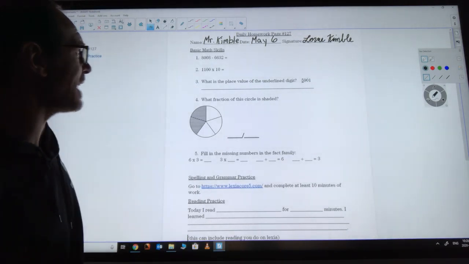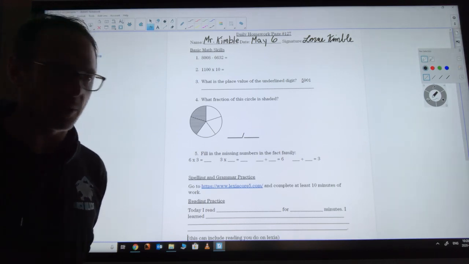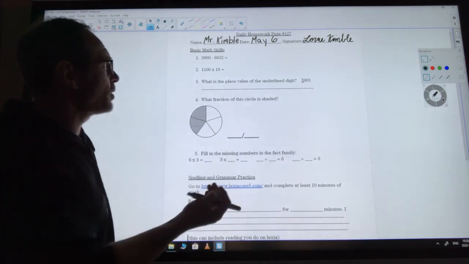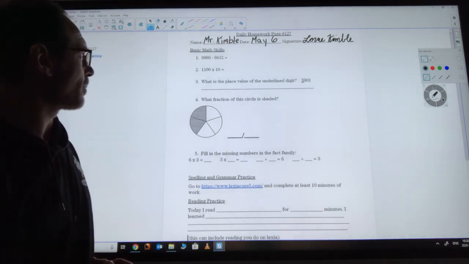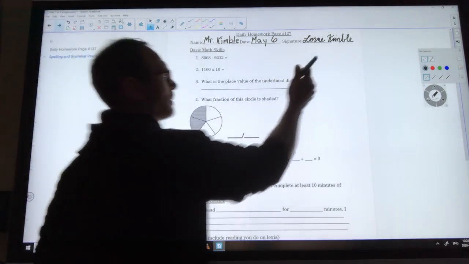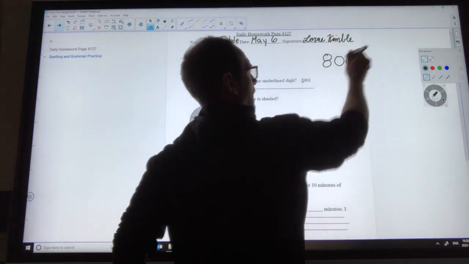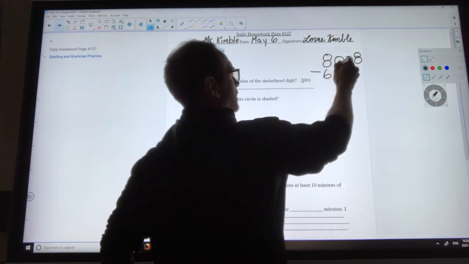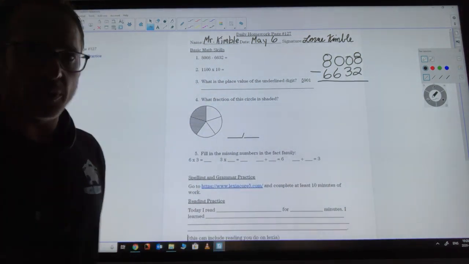So the first question is 8,008 minus 6,632. So I'm going to use the stacking method and use borrowing in order to figure out all my answers. So that means I'm going to have to write them one on top of the other. 8,008, and I'm subtracting 6,632. So I'm going to start off with just a quick estimate.